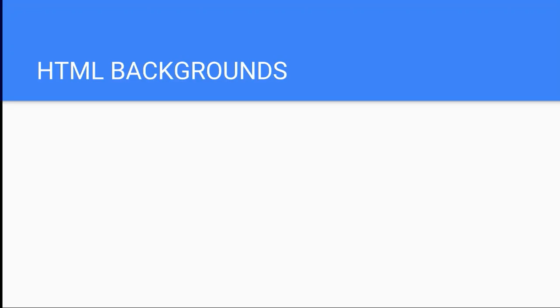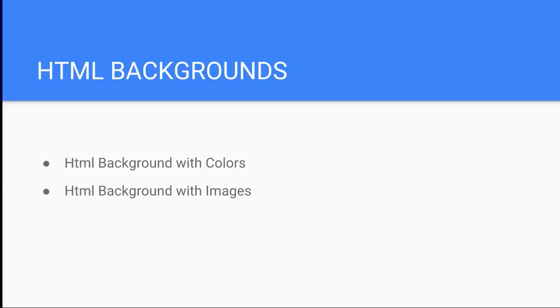Today we are going to discuss HTML backgrounds in this session. By default, your web page background is white in color. You may not like it, but no worries. HTML provides you the following two good ways to decorate your web page background. The first one is HTML background with colors. The second one is HTML background with images. Now let's see both the approaches one by one using appropriate examples.